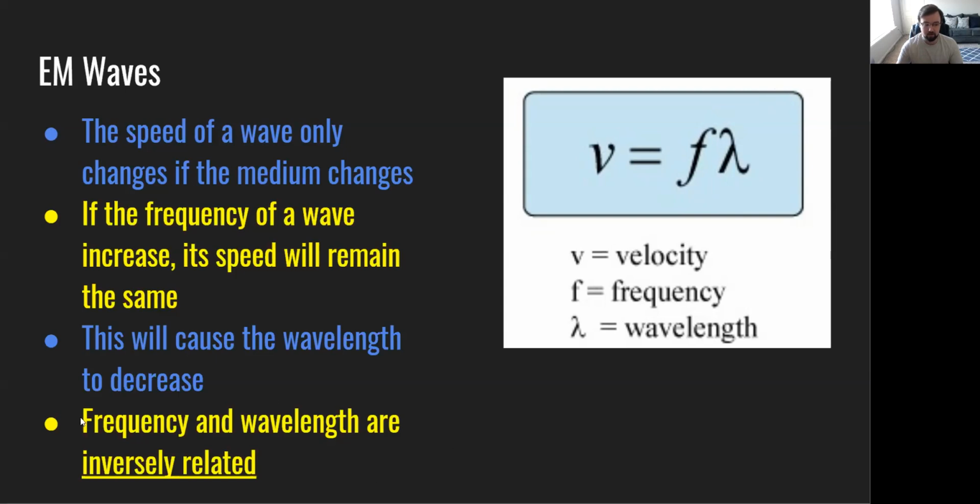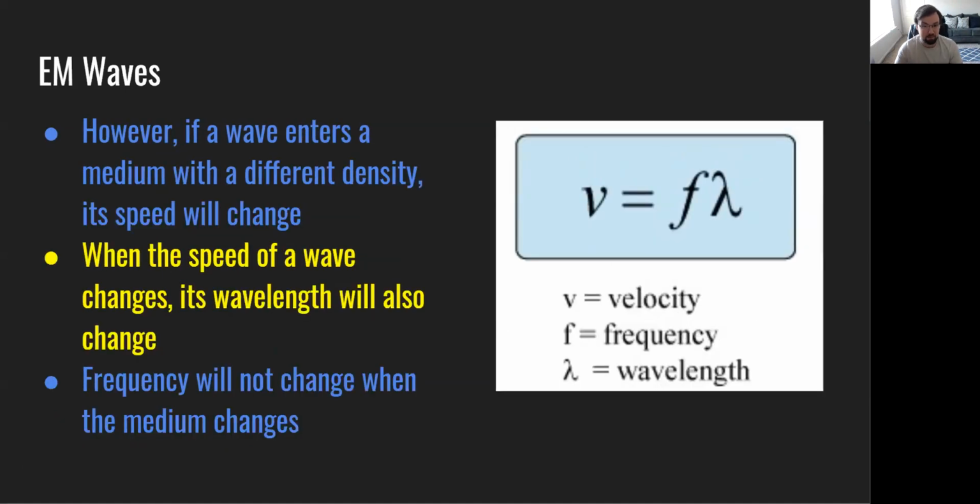So down here at the bottom left, frequency and wavelength are inversely related. As one goes up, the other goes down. And this happens because the speed only changes if the medium changes. So if they don't say anything about the medium changing, don't change the speed. So frequency and wavelength, inversely related.